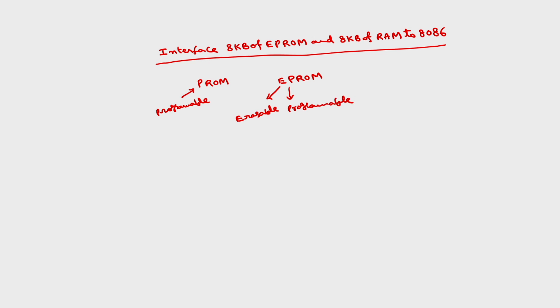How to erase the data? We have two techniques to erase the data. We can use either ultraviolet erasable or electrically erasable. So, ultraviolet means if I take this memory IC, the ROM, you can see it in your laboratory also. On the ultraviolet erasable ROM, you can find a small quartz window at the center of this IC. Here is the quartz window.